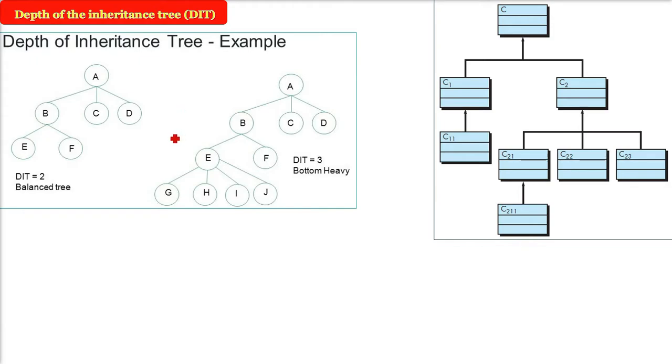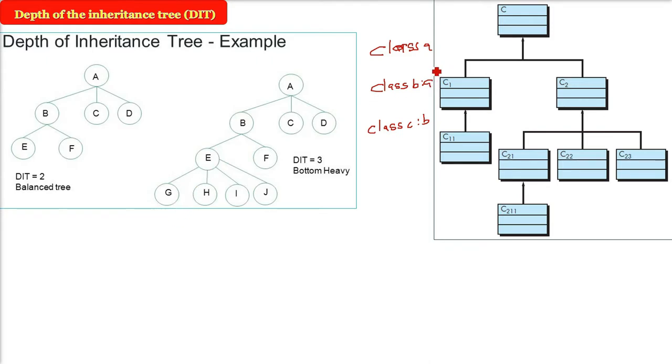In the CK suite, we have the depth of inheritance tree, DIT. Inheritance is when a class's properties are inherited by another class. For example, you have the attributes and functions of class A, you have defined class B and class C, and you have inherited the classes which are above it. So one is called parent, the other is called children.